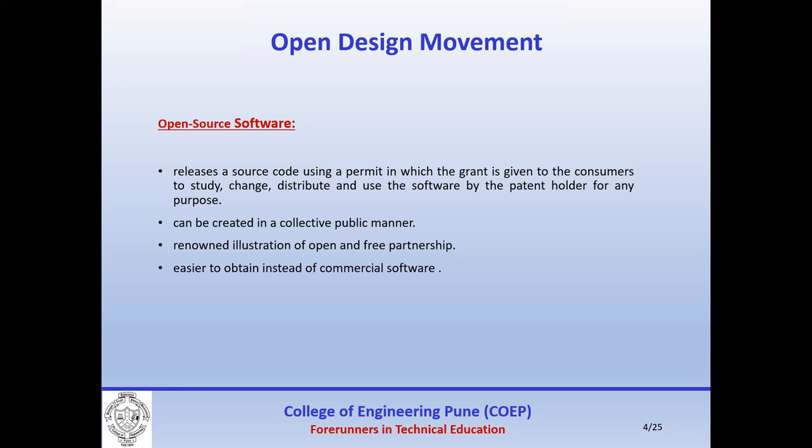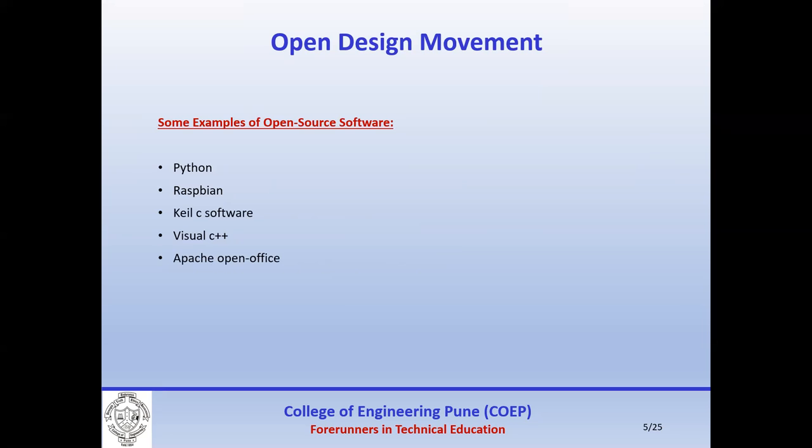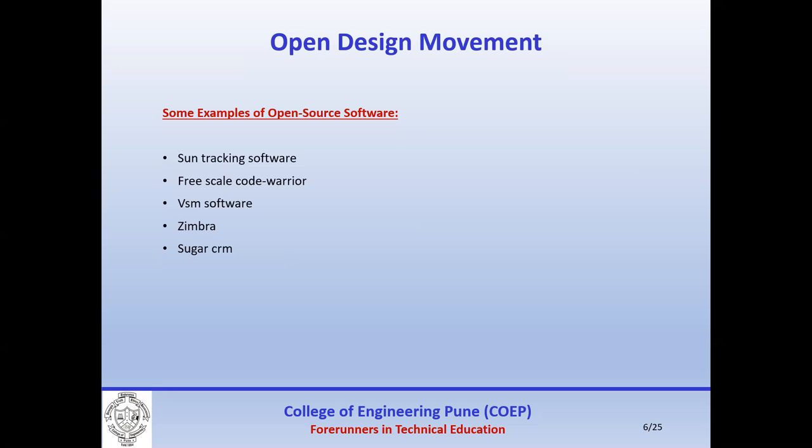Some of the examples are Python. Python is a high-level, general purpose, interpreted programming language. Clear and logical code can be written for various small and large-scale projects because of its language constructs and object-oriented approach. The next is Raspbian. It is a Debian-based operating system for the device Raspberry Pi. It includes a version of Wolfram Mathematica, a programmable edition of Minecraft, and a lightweight version of the Chromium web browser. Other examples are Keil C, Visual C++, Apache, Sun Tracking, Freescale, VSM, Zimbra, and SugarCRM, to name a few.